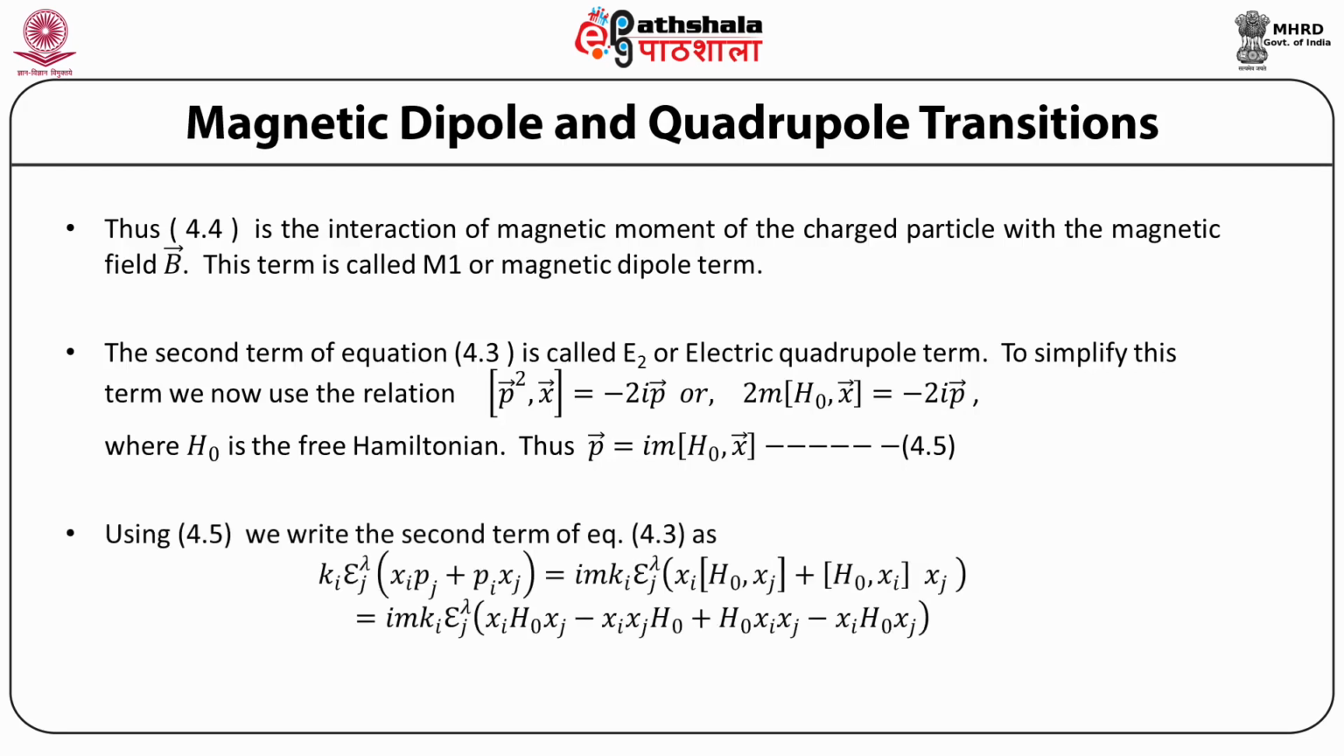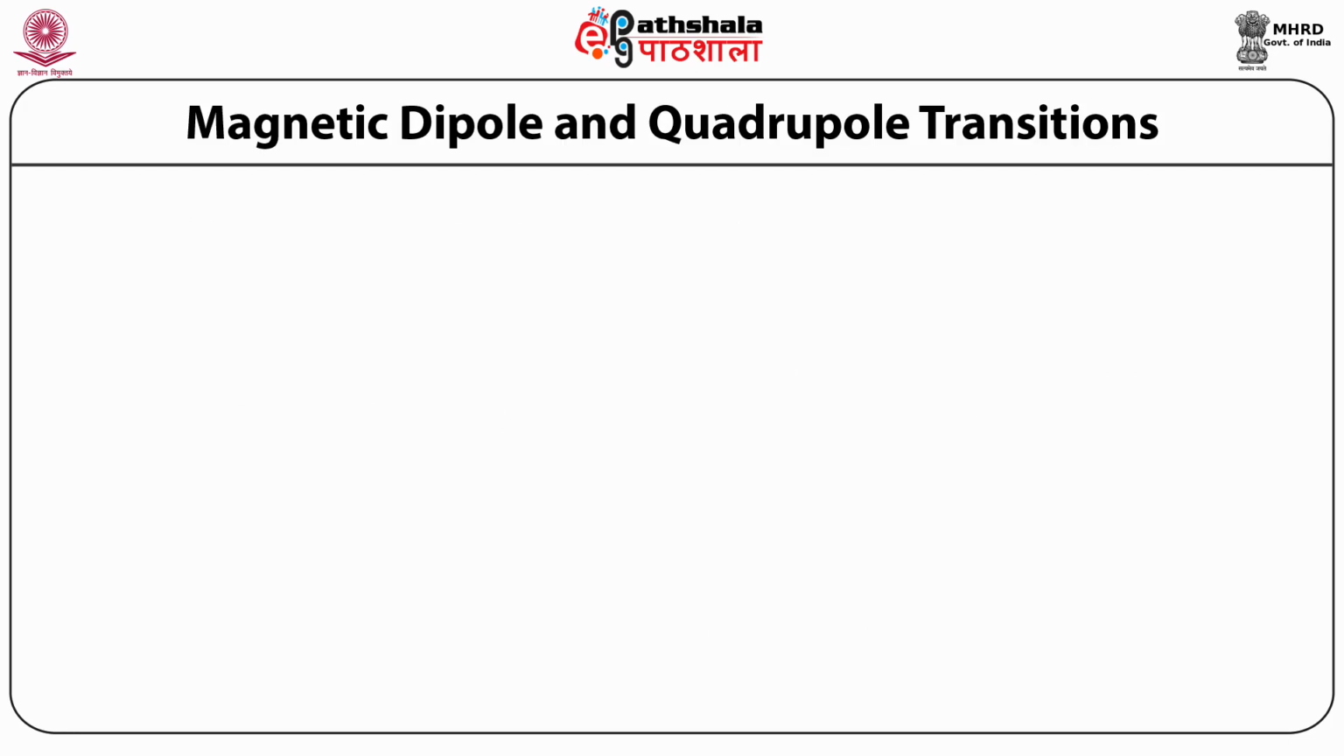Using this last equation, we write the second term of equation 4.3, k_i epsilon_j lambda (x_i p_j plus p_i x_j), as im k_i epsilon_j into x_i into the commutator of H0 and x_j, plus the commutator of H0 and x_i with x_j. And this gives us im k_i epsilon_j into (x_i H0 x_j minus x_i x_j H0 plus H0 x_i x_j minus x_i H0 x_j).